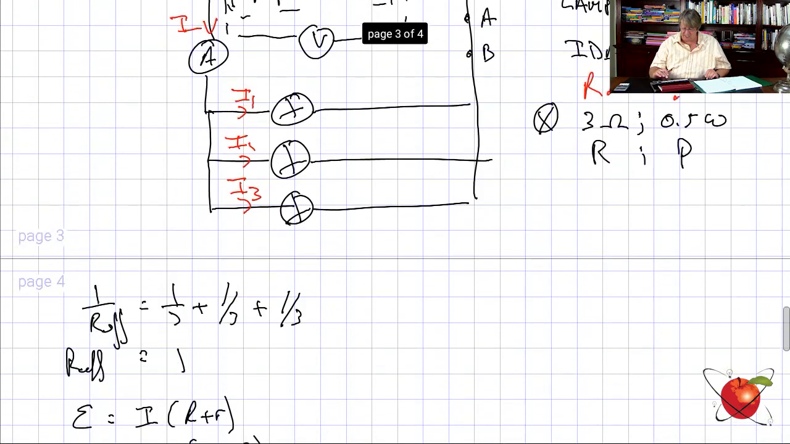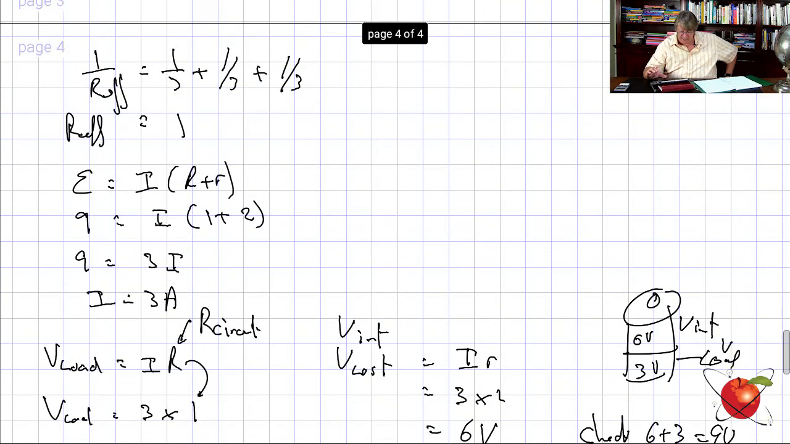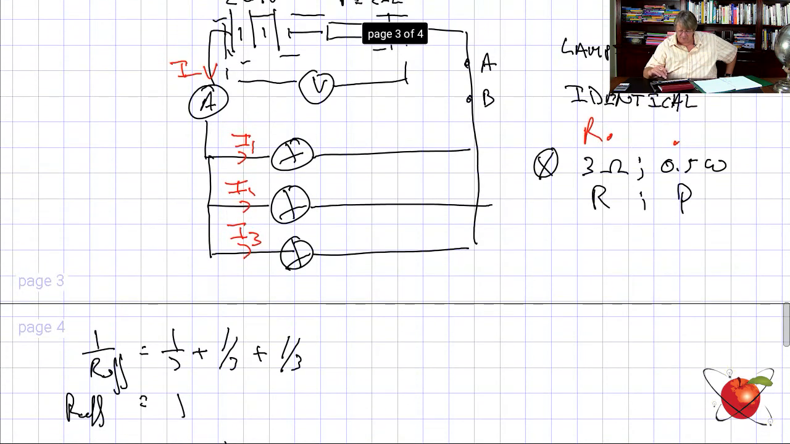Okay? So then it says, what is going to happen in the circuit as it is currently? Okay? The current, as the circuit is at the moment, the current flowing down there is 3 amps.